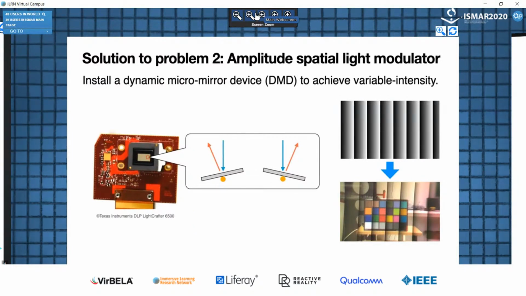Our second problem to solve is the uncontrollable intensity. As a solution to this problem, we install an amplitude spatial light modulator to achieve variable intensity. We employed a digital micromirror device, or DMD, that has been used in projectors and recent occlusion-capable displays. This device is composed of many micromirrors and can control the reflectance ratio by flipping mirrors very fast. By introducing a DMD, the intensity of incoming light can be controlled spatially.